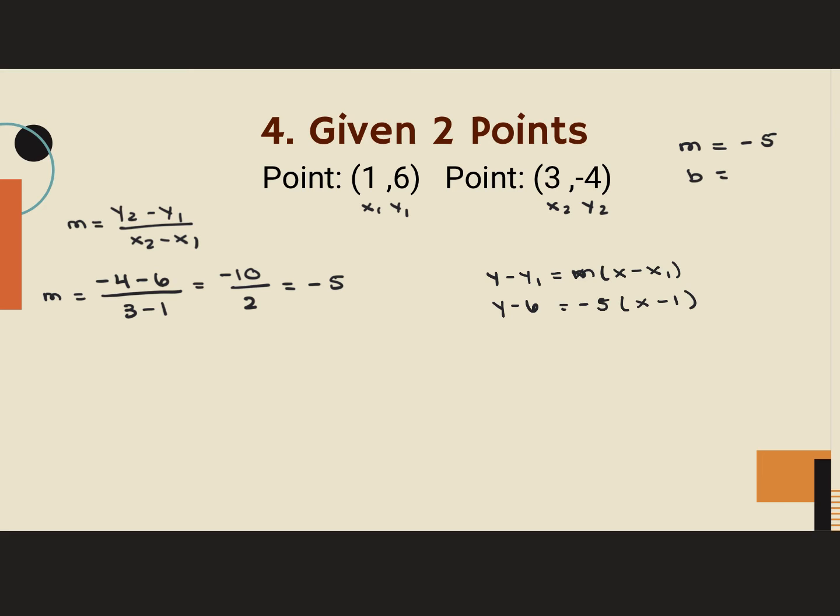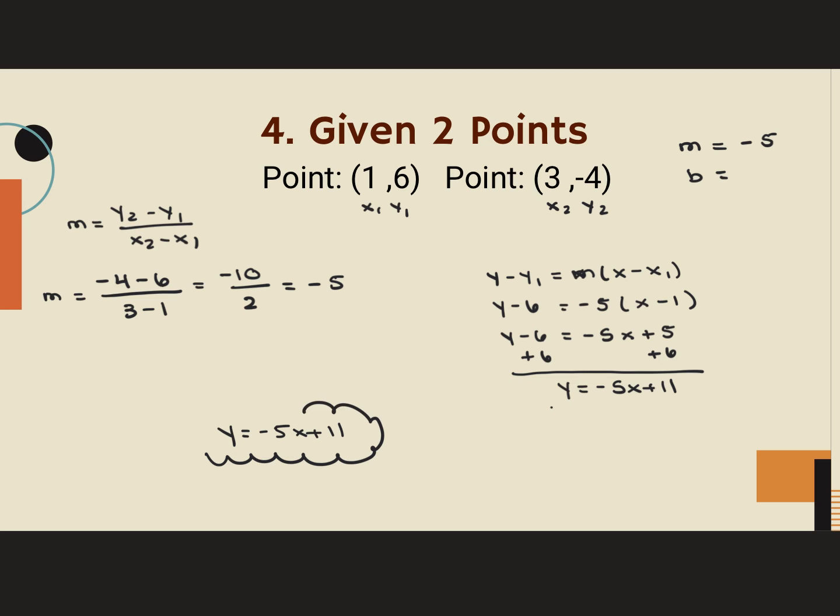Remember your y1 and your x1 are the point that you pick. All right, so now we're just going to simply distribute. So we're going to simplify the right-hand side. So we have -5x plus 5. We're going to add 6 to both sides, and we get the equation y is equal to -5x plus 11. So the equation that goes through both of those points is y equals -5x plus 11.